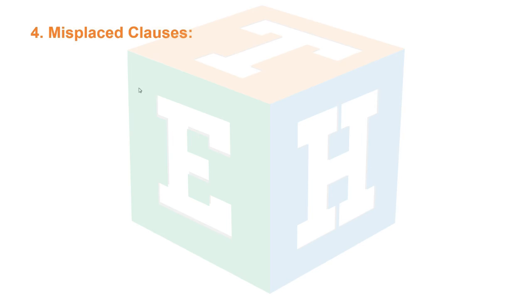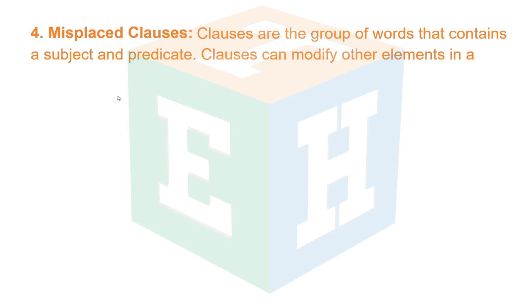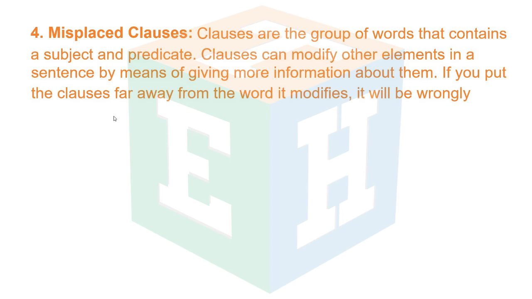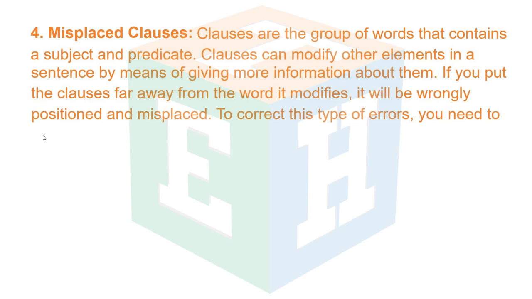Number 4, misplaced clauses. Clauses are groups of words that contain a subject and predicate. Clauses can modify other elements in a sentence by giving more information about them. If you put the clause far away from the word it modifies, it will be wrongly positioned and misplaced. To correct this type of error, you need to position it correctly near the word it modifies.